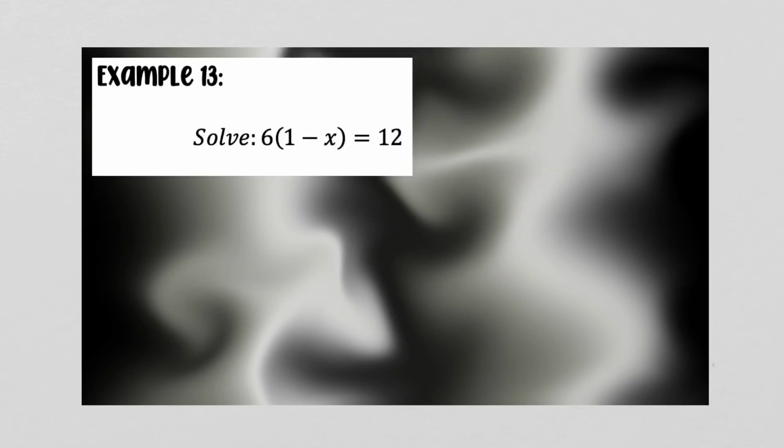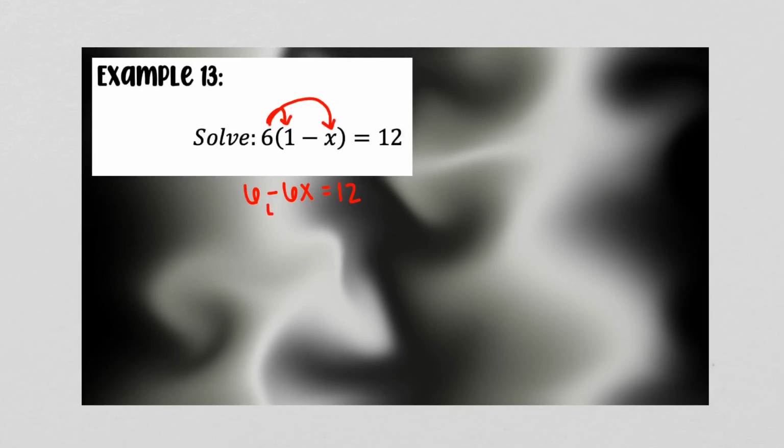All right, so example 13, I'm going to go ahead and just show you distributing one more time to keep it fresh on your mind. We're going to multiply this 6 by everything in parentheses. So 6 times 1 gives you 6. 6 times a -x gives us -6x. And then it's equal to 12 on the right side.